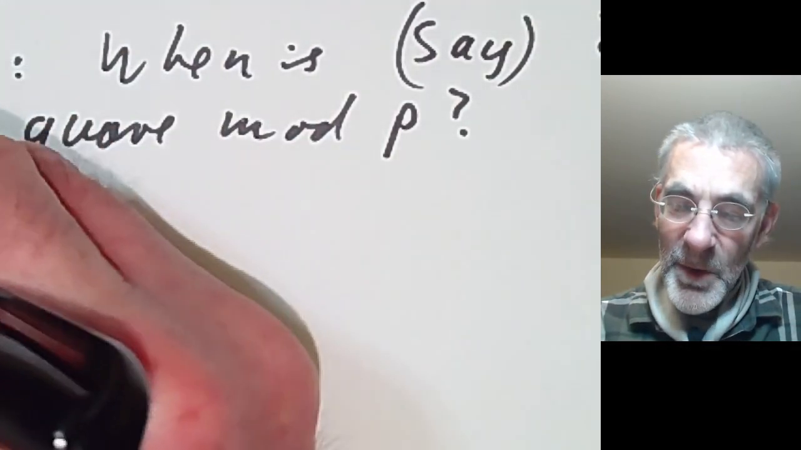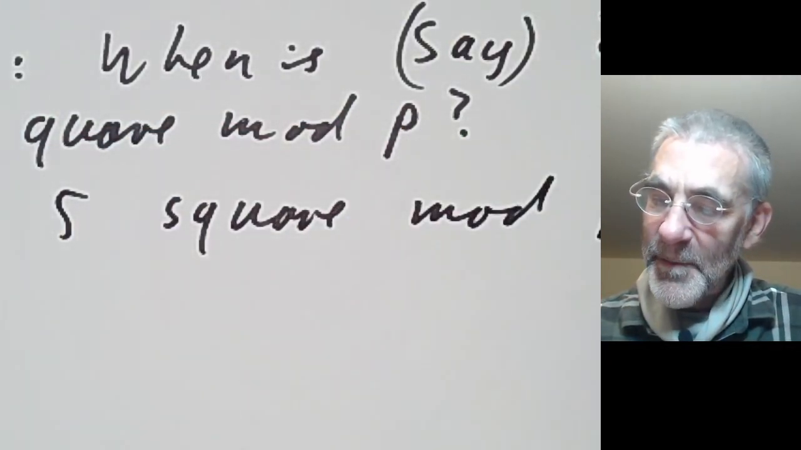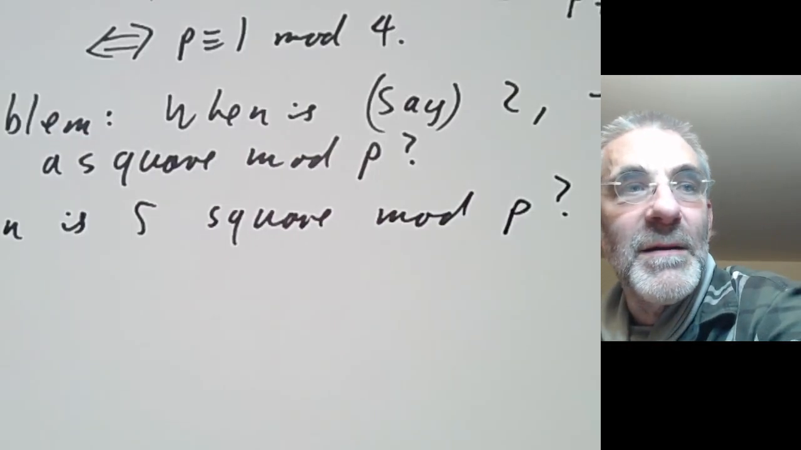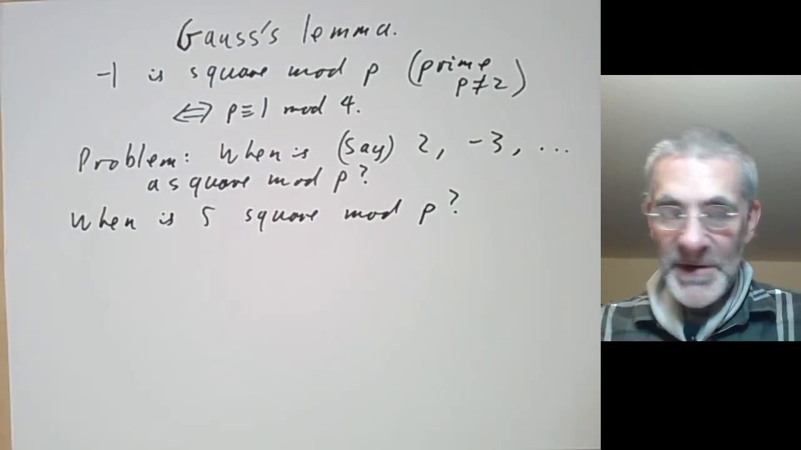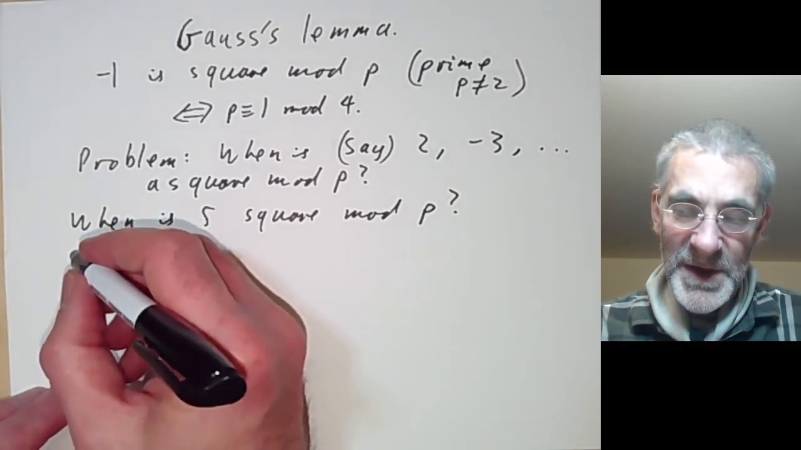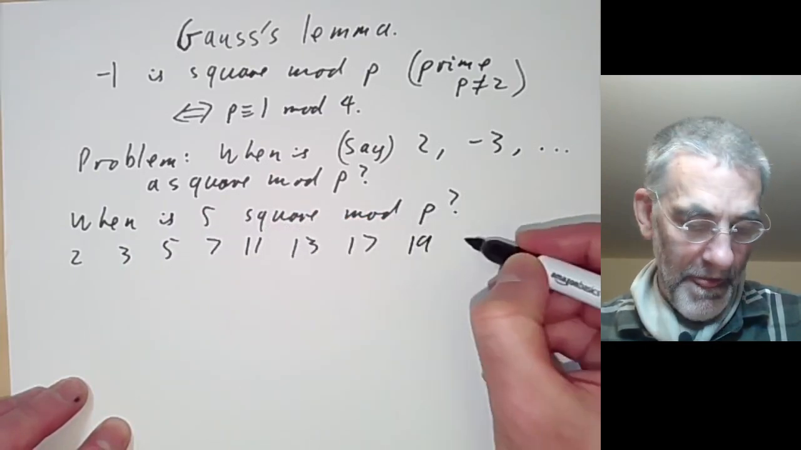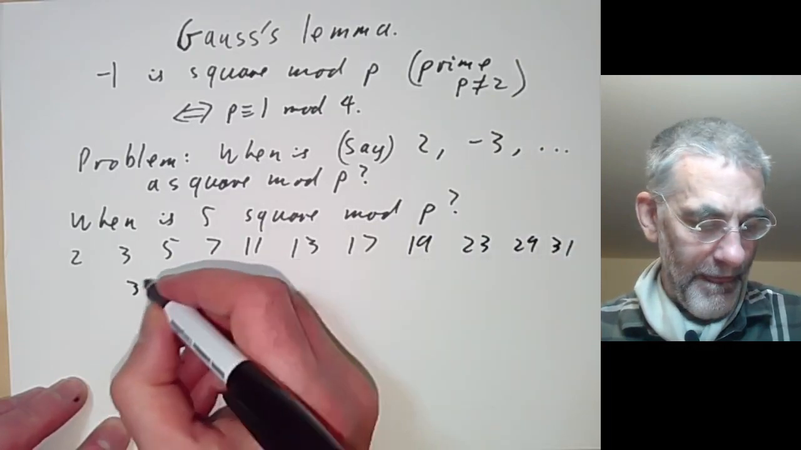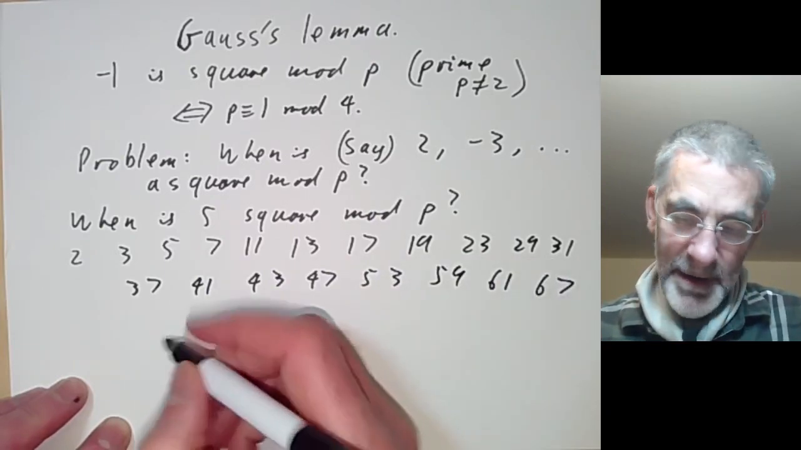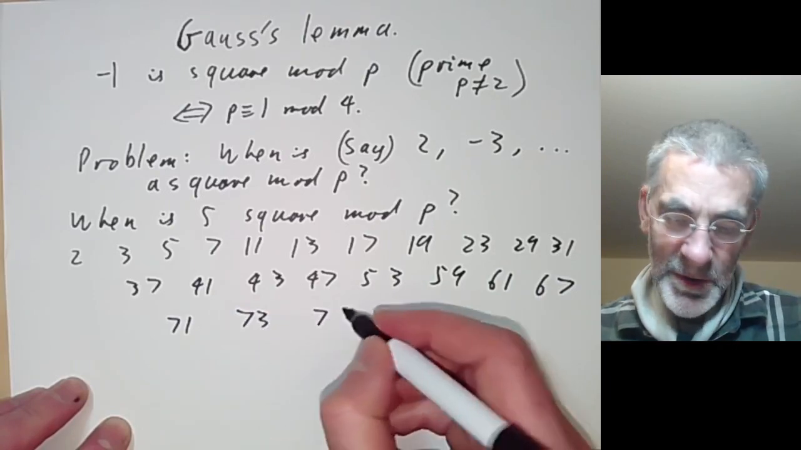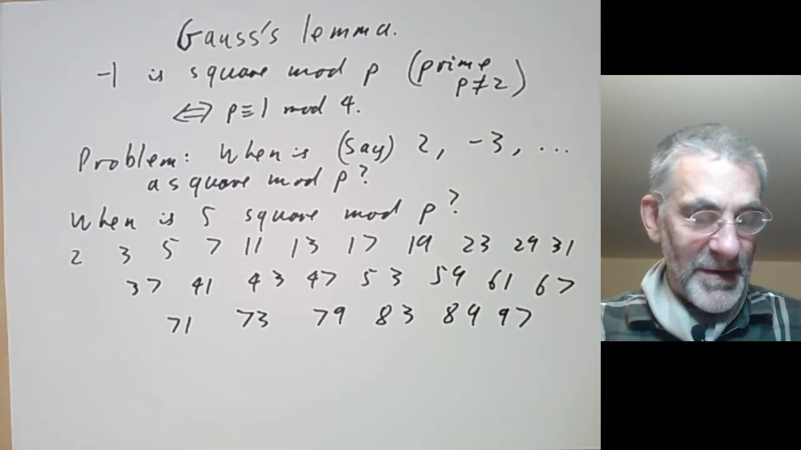So let's look at the following problem. When is 5 a square modulo p? I keep forgetting to do that. And what I will do, instead of using Gauss's table, I'll write out the primes in a form that's a little bit easier to read. So let's write out the primes up to 100. And what I'm going to do is mark the ones for which 2 is a quadratic residue, and then I'm going to give a slight puzzle for you to guess the rule.